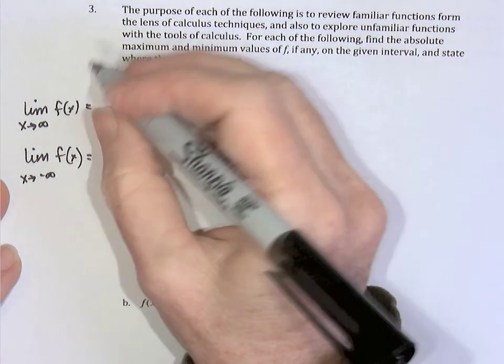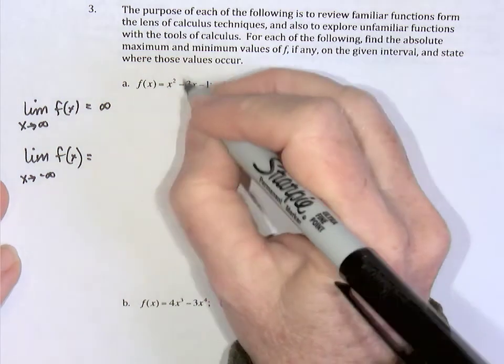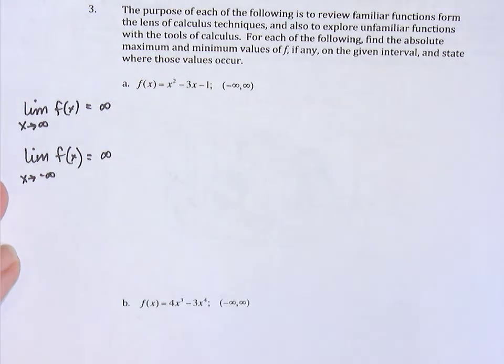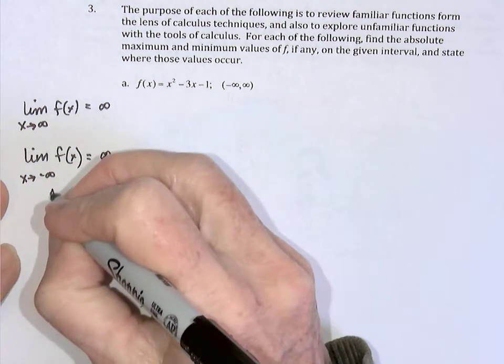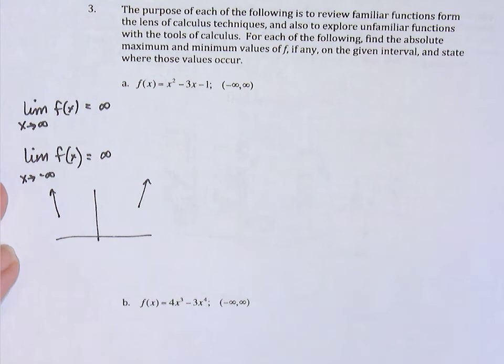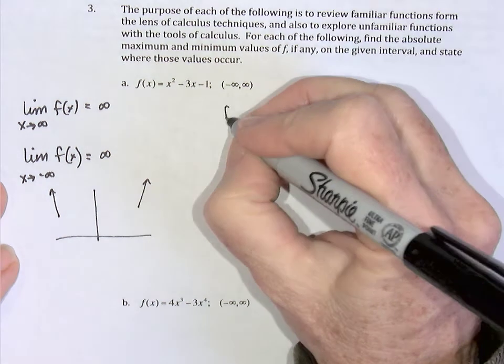So as x approaches infinity, this function goes to infinity. And as x approaches negative infinity, that's also going to infinity. So I can even guess what this looks like. But I know one thing for sure, there's going to be no absolute max, because you can't get higher than infinity. So then let's look at our critical values.